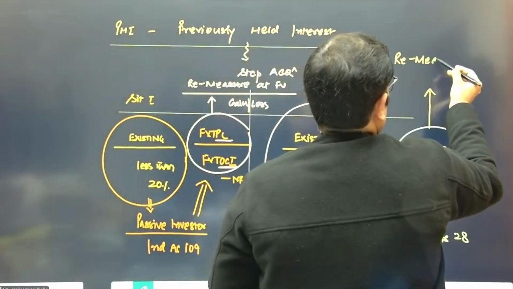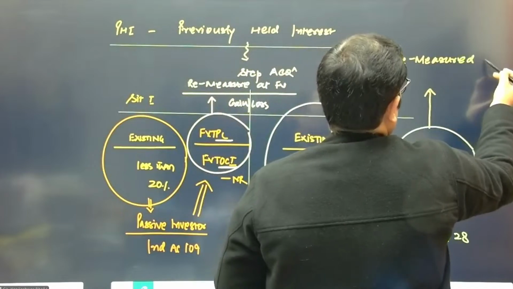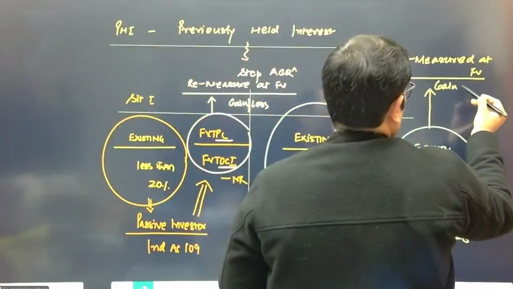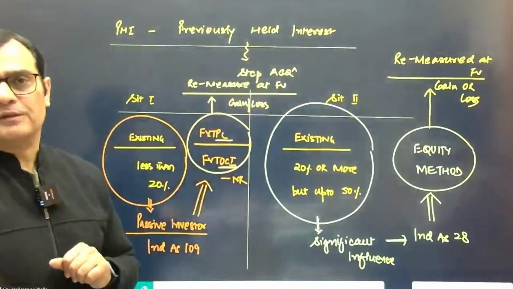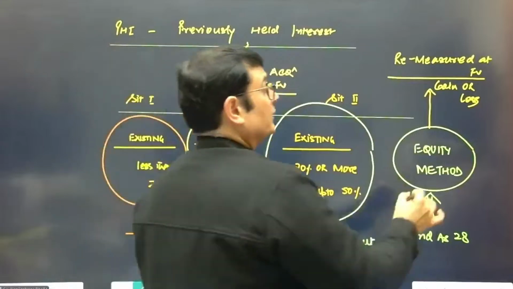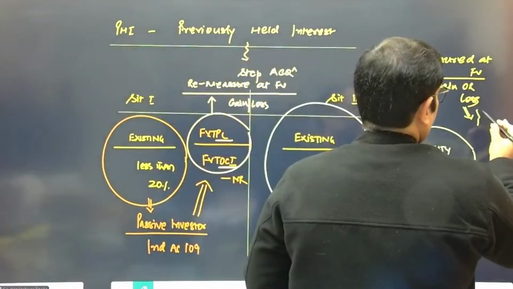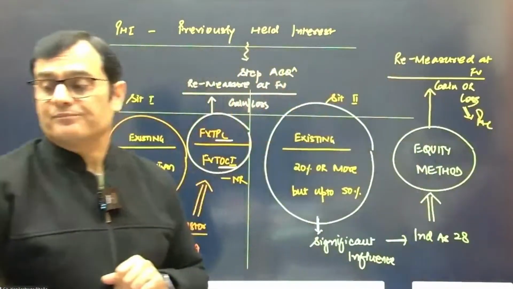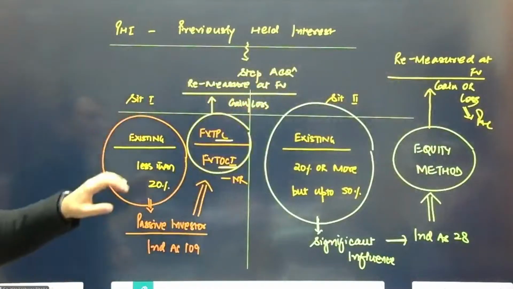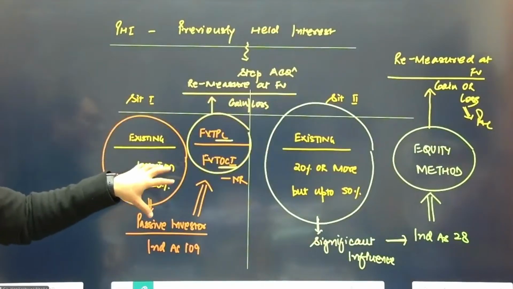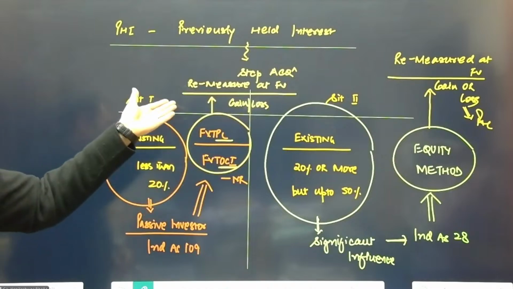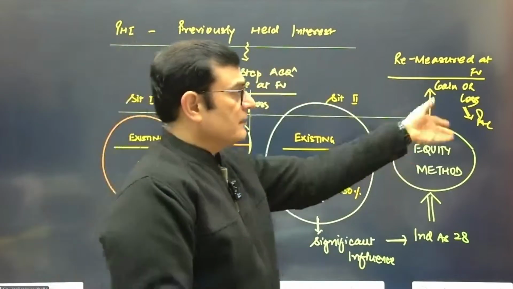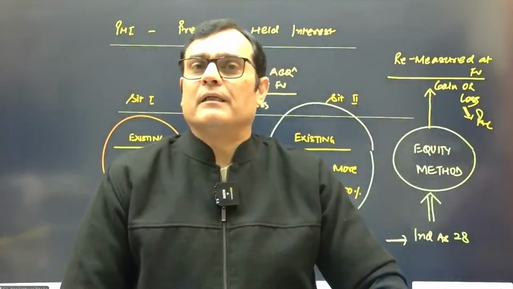This will also be remeasured at fair value on the date of acquisition, and the gain or loss which arises in this particular case is going to be taken in the profit and loss account. This is going to be taken in the P&L. So, moral of the story, the gain or loss in this case always goes into the P&L.